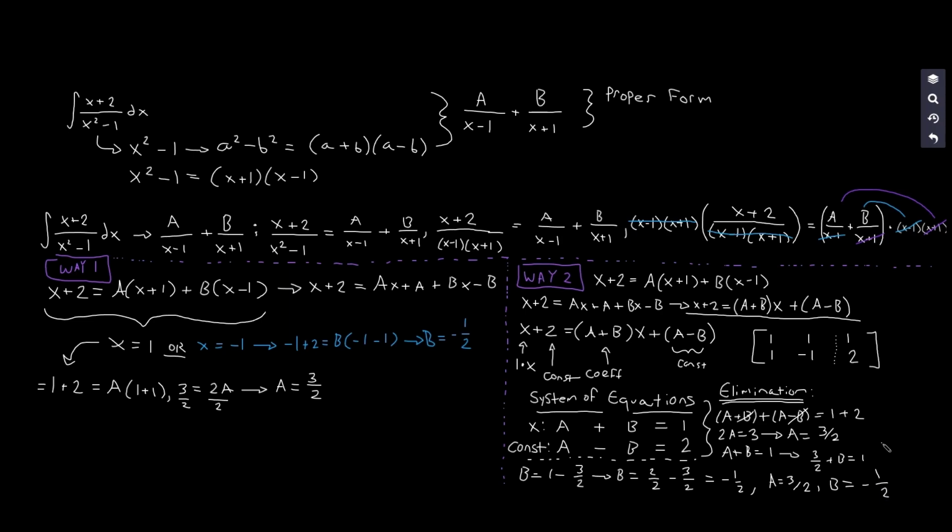Then I think what we need to do, I'm pretty sure, is plug that back in up here, where we see a over x minus 1 plus b over x plus 1. Where a is, we plug in 3/2, and where b is, we plug in negative 1/2, I'm pretty sure.